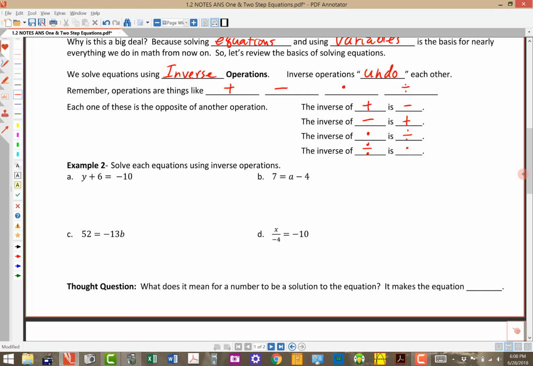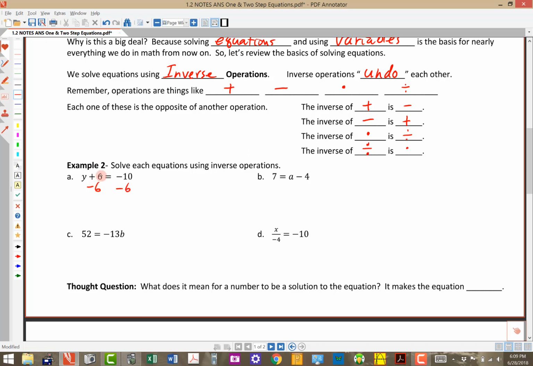So let's take a look at this second example here. I've got 4 parts of this, and it says solve each equation using inverse operations. Remember, the point of solving an equation is to get the variable on one side all by itself so we can read the answer off. So on this one, we've got y plus 6 equals negative 10. So we want that y all by itself, so we're going to get rid of that adding 6. So how do we undo adding 6? Well, we're going to subtract 6 from this side and subtract 6 from this side.